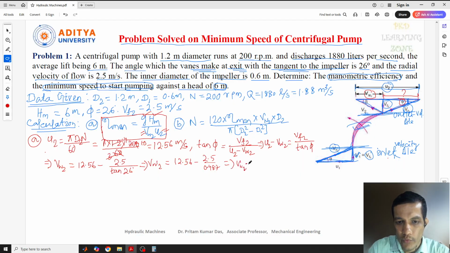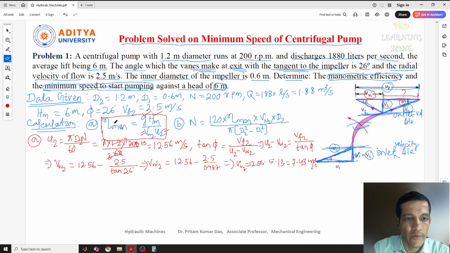So VW2 is 12.56 minus 5.126, or you can write 5.13, since two digits are there. So you will get 7.43 meter per second. So this is your VW2.